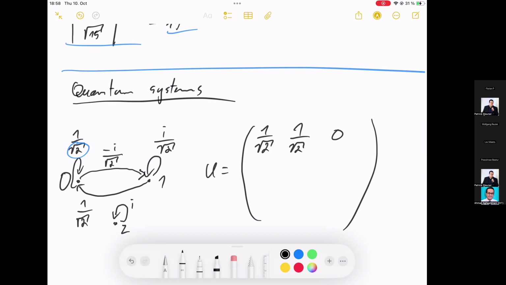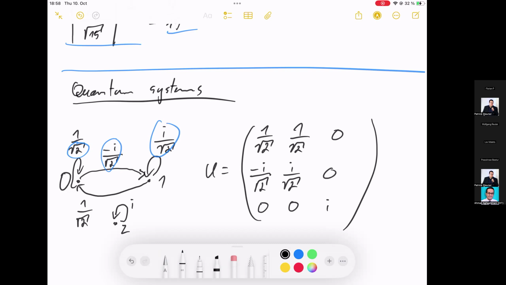So it's not more difficult than before. It's just complex numbers that we're dealing with. We got suggestions like minus i divided by the square root of 2, which is this one here, incoming from vertex 0. Then we have this one, which is i divided by the square root of 2 and a 0. And then 0, 0, i.